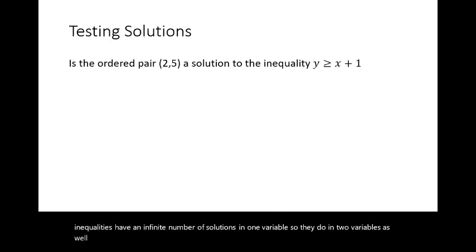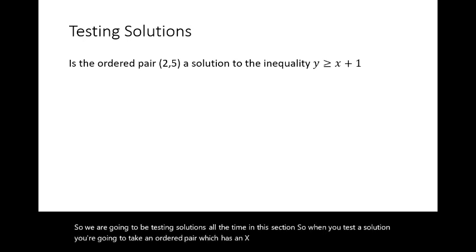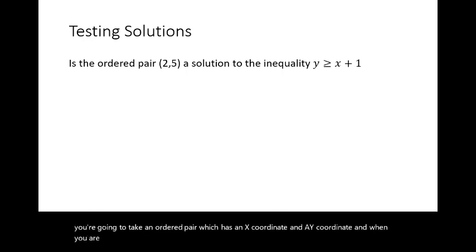We are going to be testing solutions all the time in this section. When you test a solution, you're going to take an ordered pair which has an x-coordinate and a y-coordinate. When you are determining if it is a solution to an inequality, you are going to plug the x-coordinate in for where you see an x and the y-coordinate in for where you see a y. You're going to simplify and see what happens.